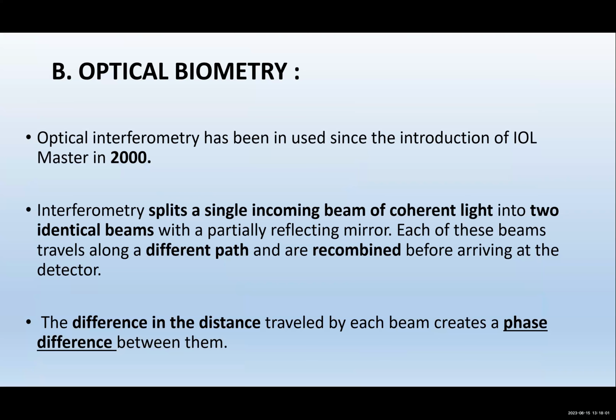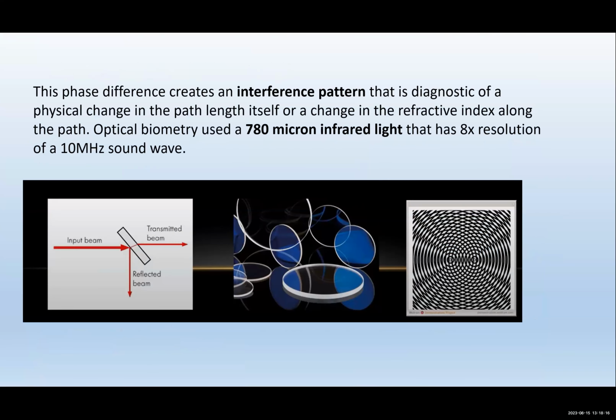These days, we are using optical biometry, which has come into advance since 2000 after the introduction of the IOL Master. Here we use the concept of phase difference. The incoming beam is split, and then they travel different paths, and finally they recombine. Because of this, an interference pattern is caused, and this interference pattern is then analyzed.